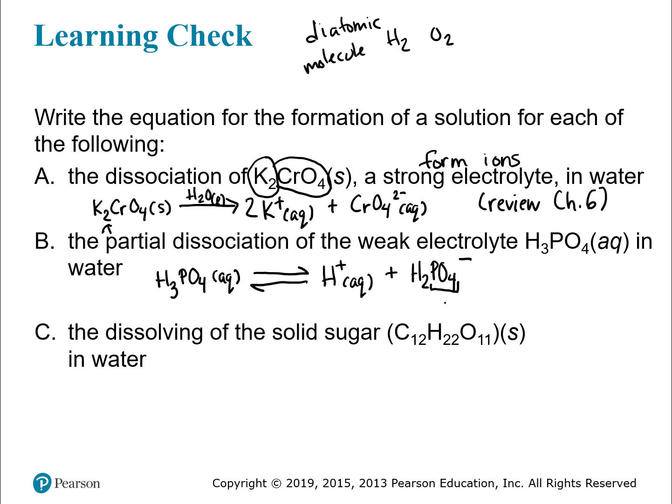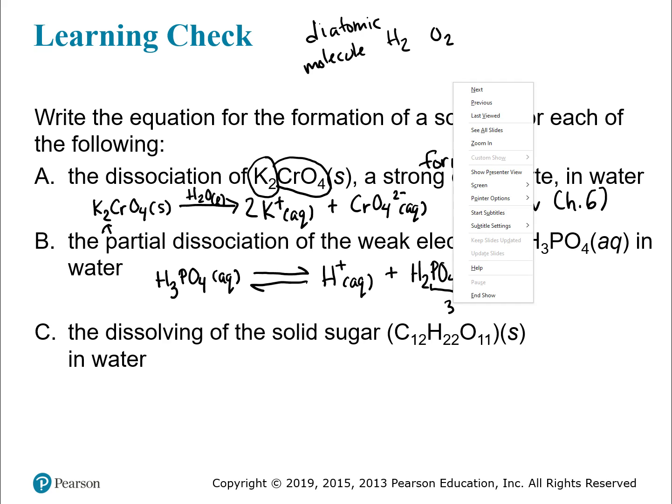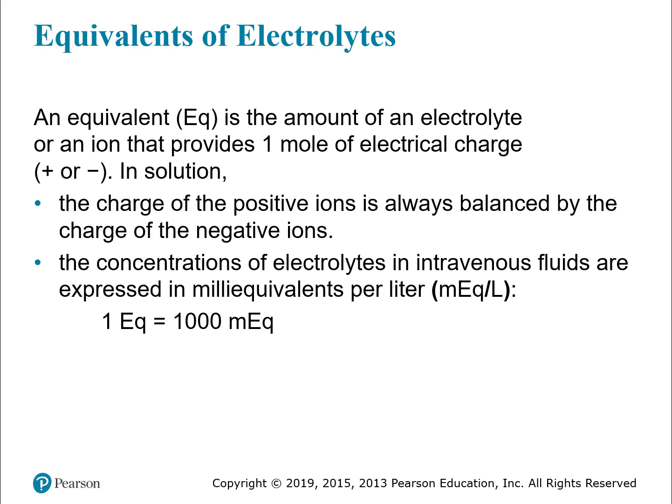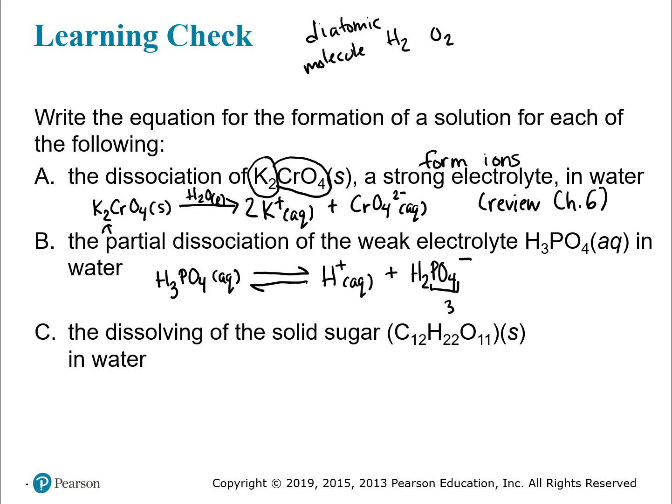So if that ion has a charge of 3 minus, and we've got these hydrogens here that are each plus 1, then our charge for this is going to be overall negative. And that, again, will make more sense if you review chapter 6. But I at least want you to have a taste of writing these partial dissociations, because we're going to revisit them next week when we talk about acids and bases.